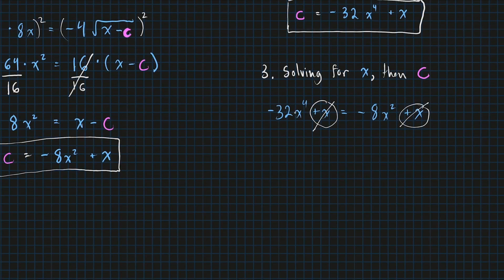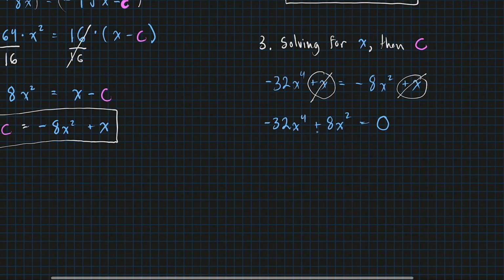Okay, now I have two x terms here, and they're of different powers. The easiest way to solve for x when you're doing this is to bring all your x terms to one side and make the other side 0. That way we can factor it and see what values of x work. So we'll get negative 32x to the 4, and if we add 8x squared to both sides, we get this. We have made one side 0, and the other side this expression.